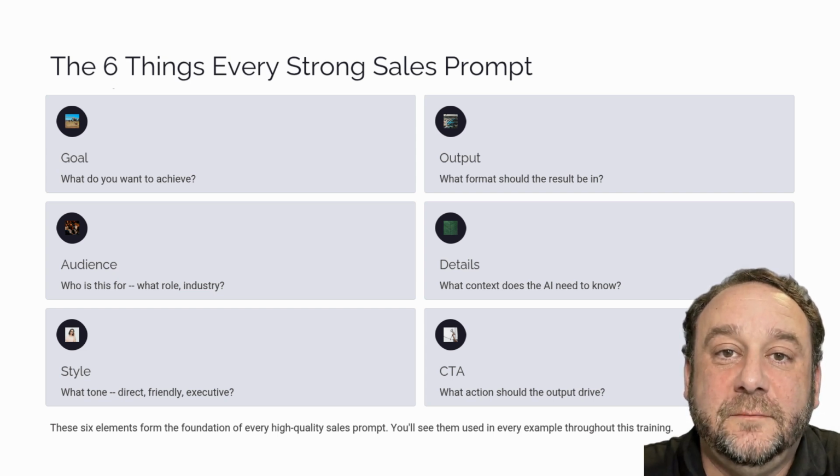These 6 parts make prompting much more consistent because they remove guesswork. Instead of hoping the AI figures things out, you give it a clear job to do. This simple framework is one of the easiest ways to improve your outputs immediately, especially in sales use cases like research, outreach, and discovery prep.